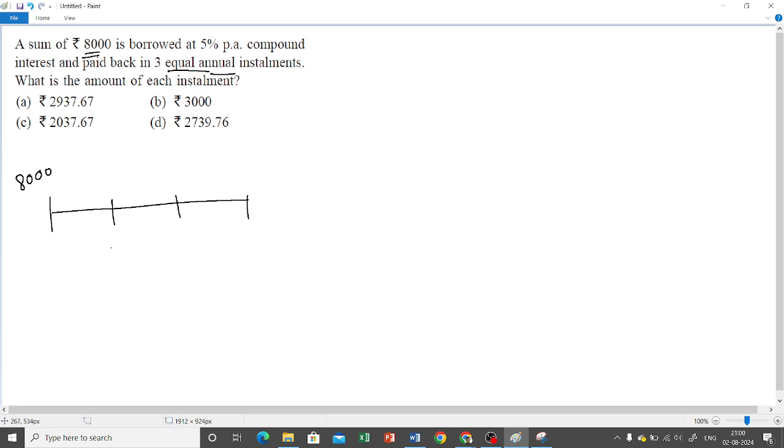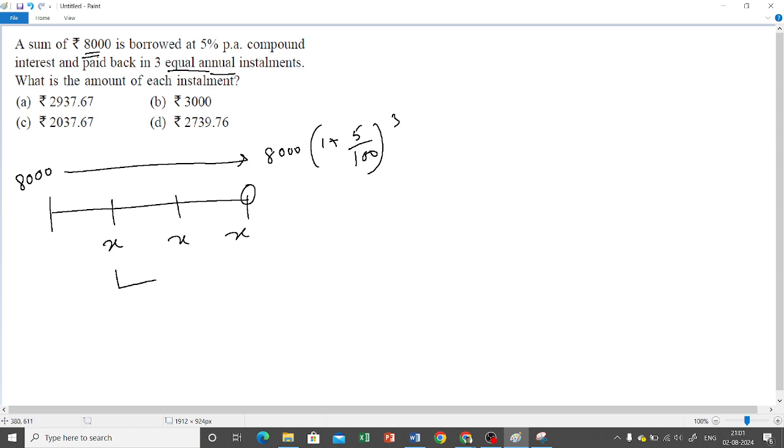Now 3 equal installments, that means X, X, X, right? I need to reach this point, so let me pull 8,000 to this point. So what will be the value of 8,000 over here? 8,000 into 1 plus 5 by 100 whole to the power 3. I need to bring this X over here. So what will be the value of X? X into 1 plus 5 by 100 whole square. I need to bring this X over here. So what will be the value of X? X into 1 plus 5 by 100, right?